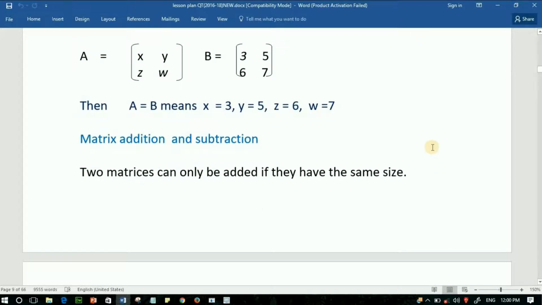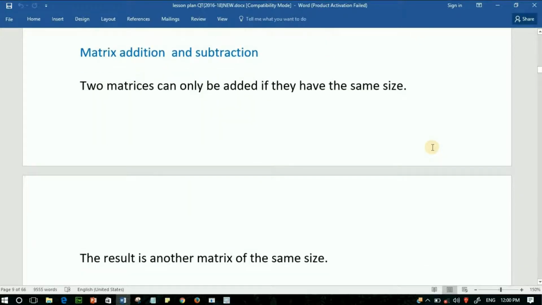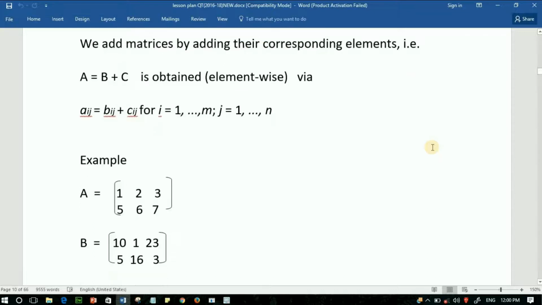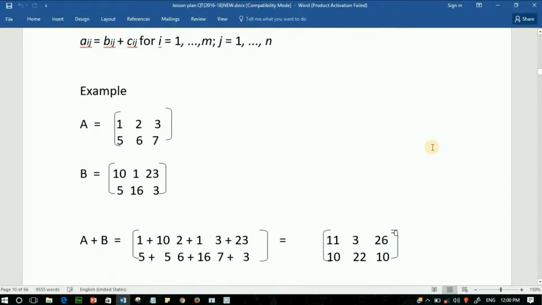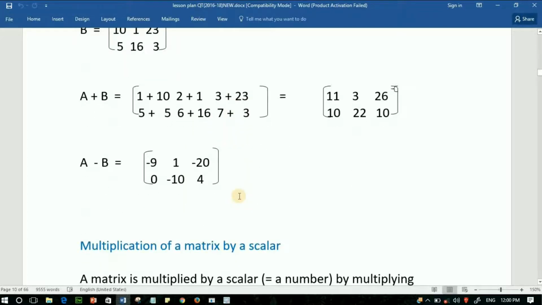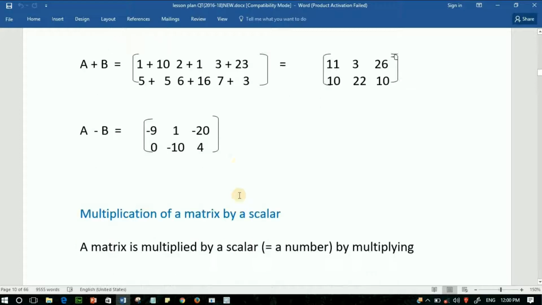Matrix addition and subtraction. If we want to add or subtract two matrices, they must be of the same order. For example, A is equal to 1 2 3, 5 6 7, and B is equal to 10 1 23 and 5 16 3. So A plus B is simply adding the corresponding numbers: 1 plus 10, 2 plus 1, 3 plus 3, etc. And A minus B, the same trick you can apply.